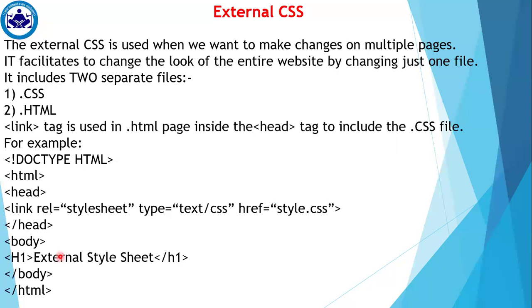Then the next type is external CSS. Now, external CSS is used when we want to make changes on multiple pages, that is multiple pages of the same website. It facilitates us to change the look of all the web pages just by changing a single document, that is the CSS document. External CSS includes two separate files: one with the extension .css and the regular file with .html.